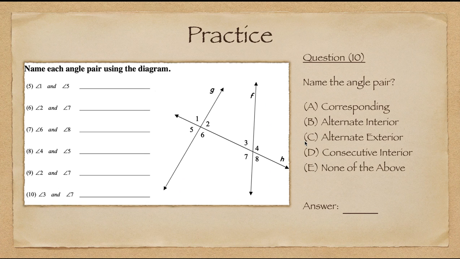And question 10, how do you classify angle 3 and angle 7? And you should answer none of the above. They are a linear pair.